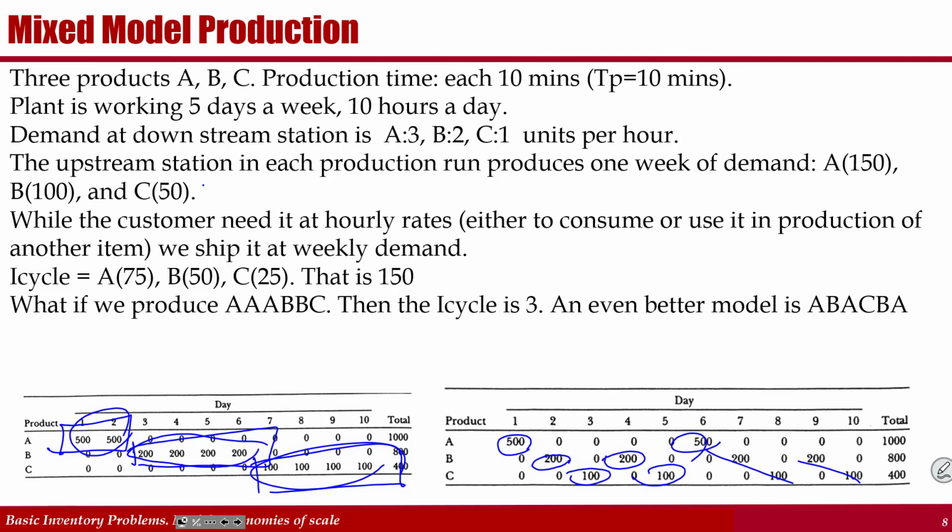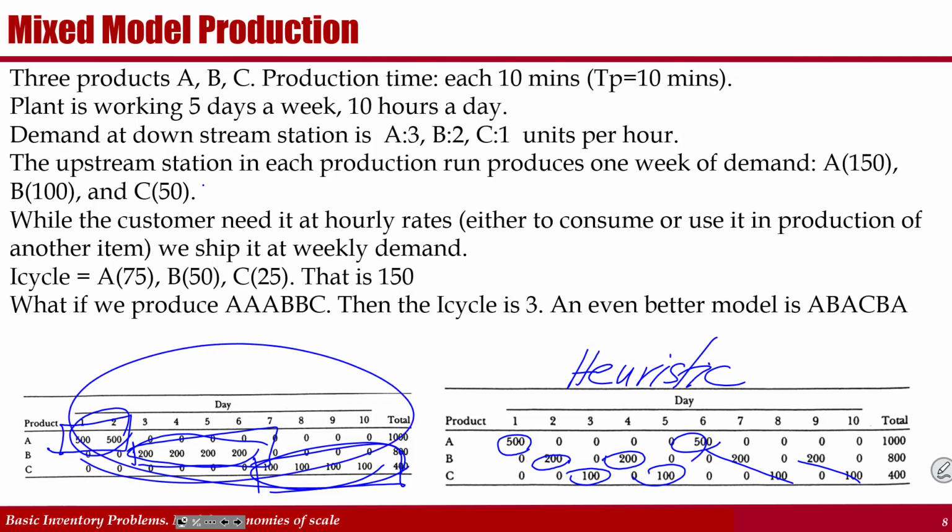In this situation, average inventory is much lower. It's like a heuristic. We try to go from a situation like this to a situation like this, and from a situation like this to a situation like this. To do what? To reduce average inventory.